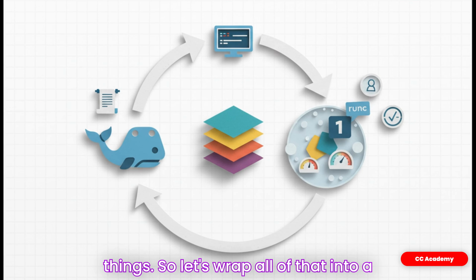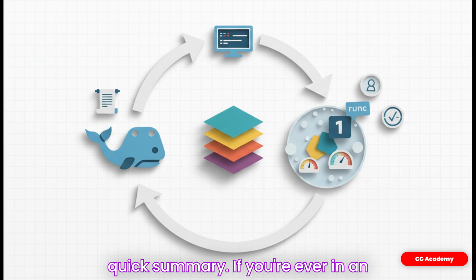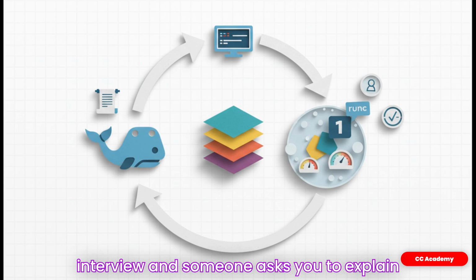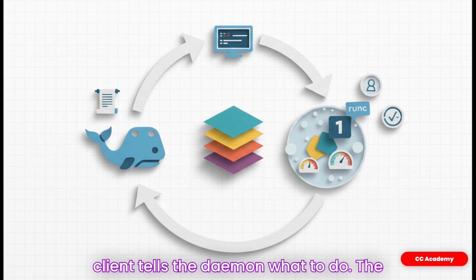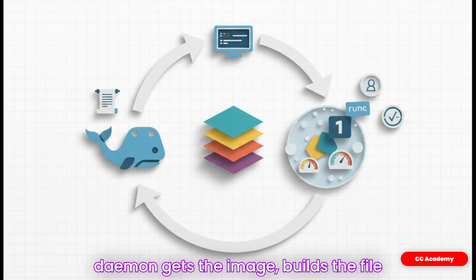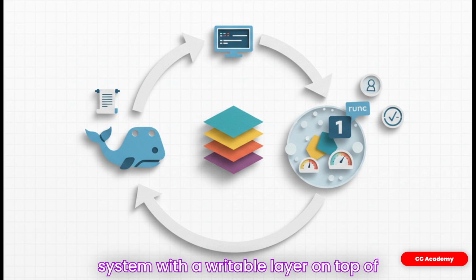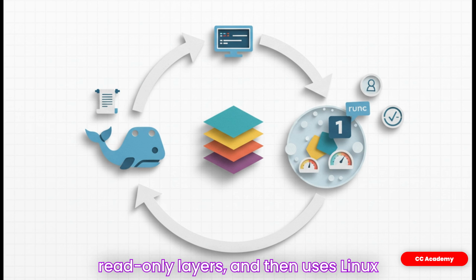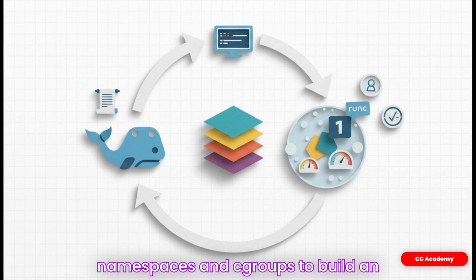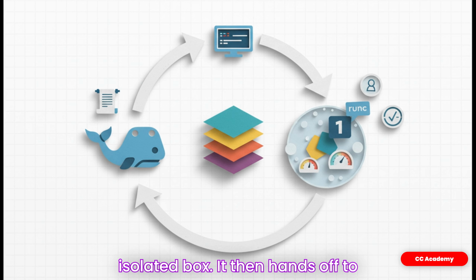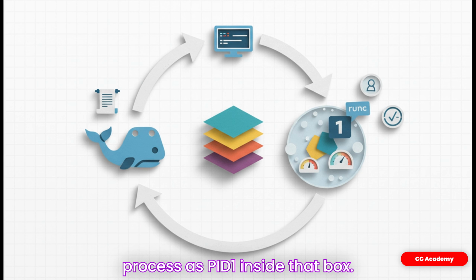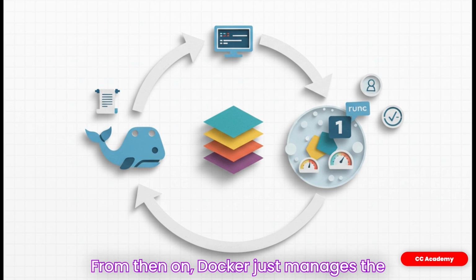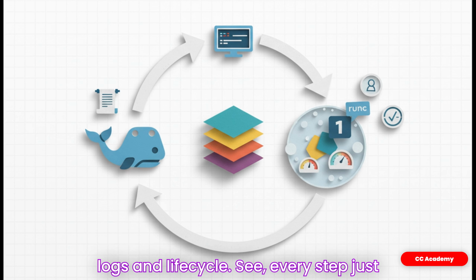So let's wrap all of that into a quick summary. If you're ever in an interview and someone asks you to explain docker run, here's your cheat sheet. The client tells the daemon what to do. The daemon gets the image, builds the file system with a writable layer on top of read-only layers, and then uses Linux namespaces and cgroups to build an isolated box. It then hands off to containerd and runc, which start the main process as PID 1 inside that box. From then on, Docker just manages the logs and lifecycle.